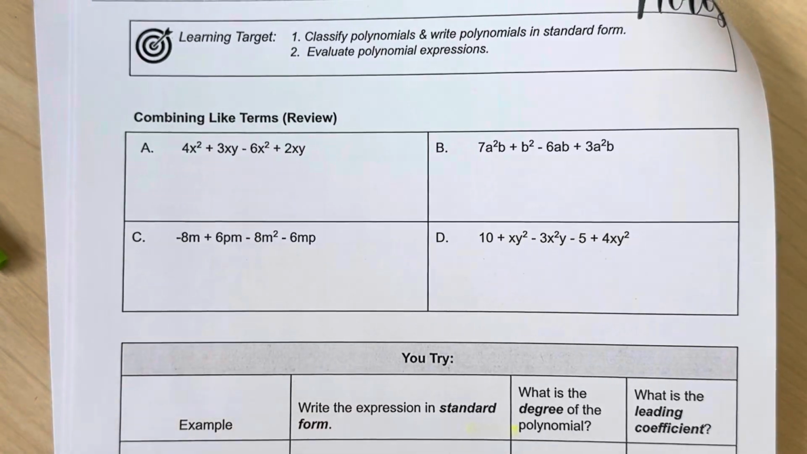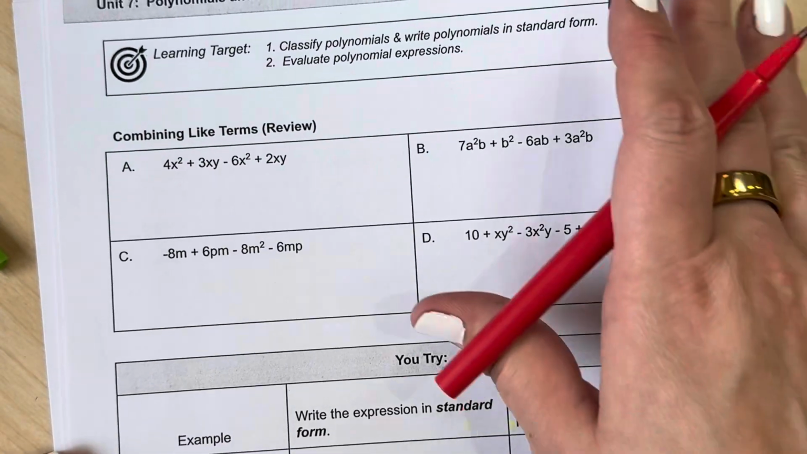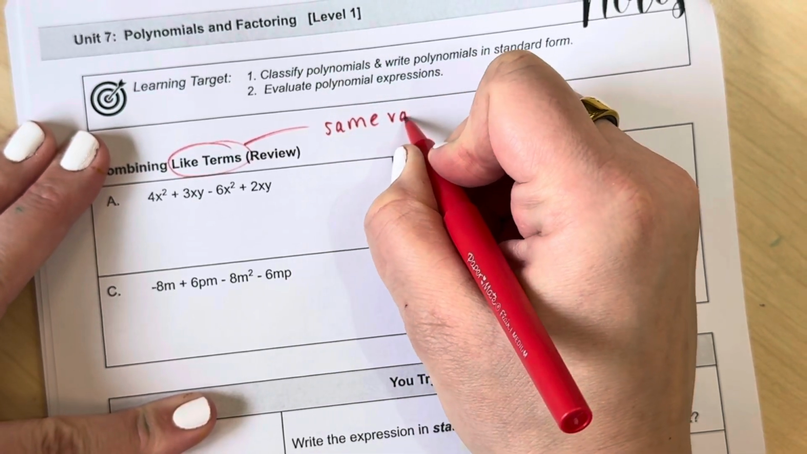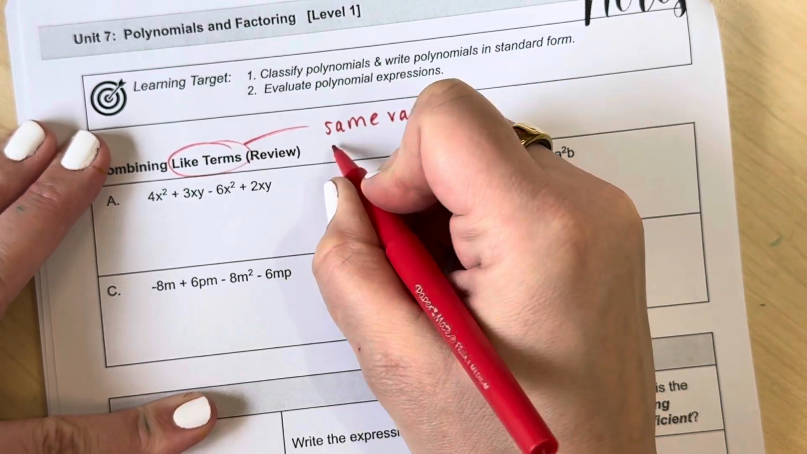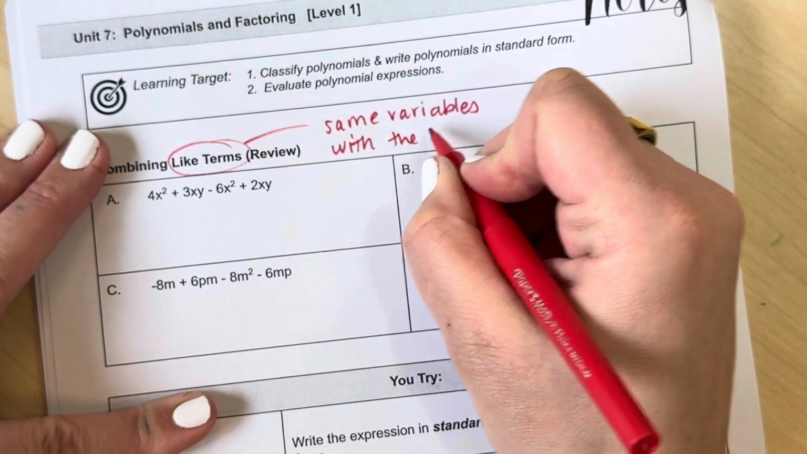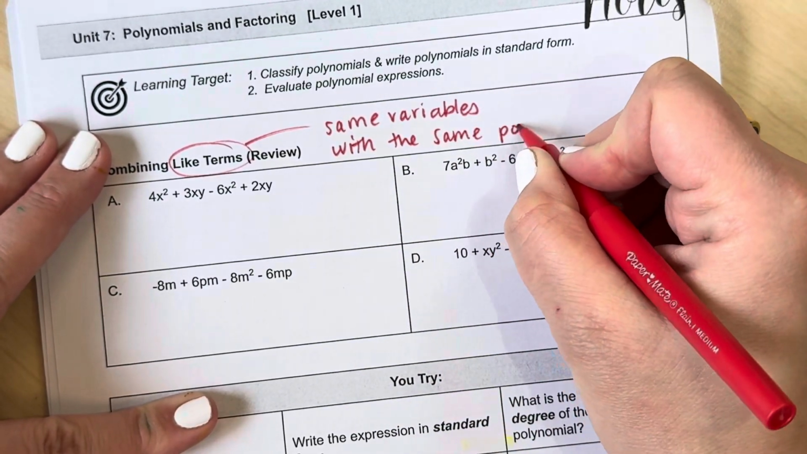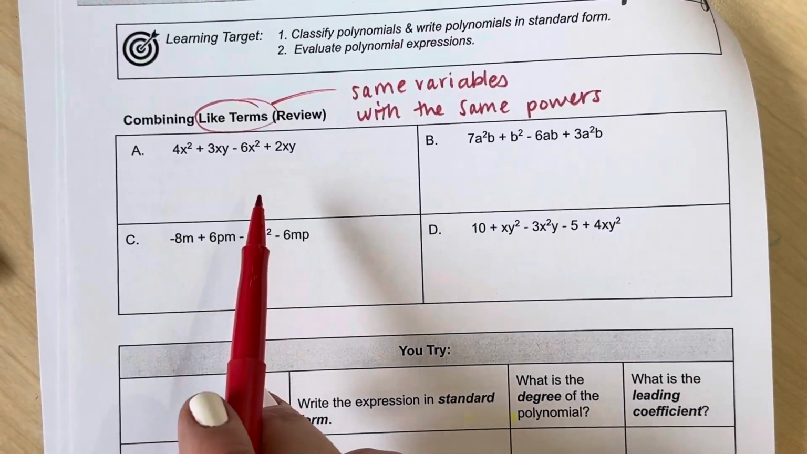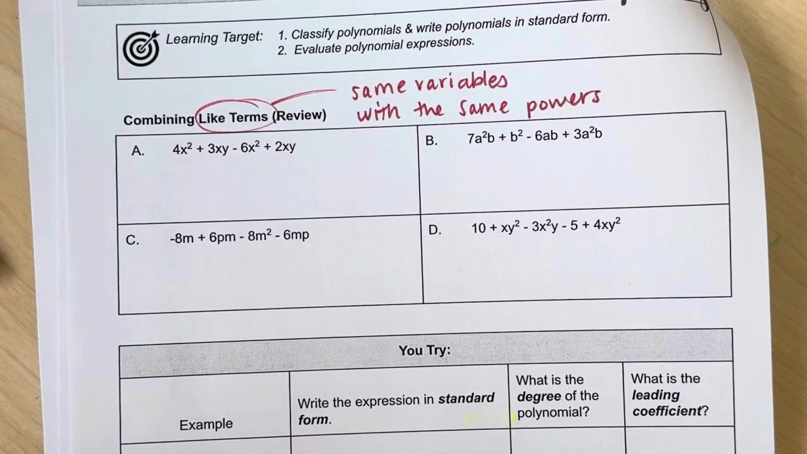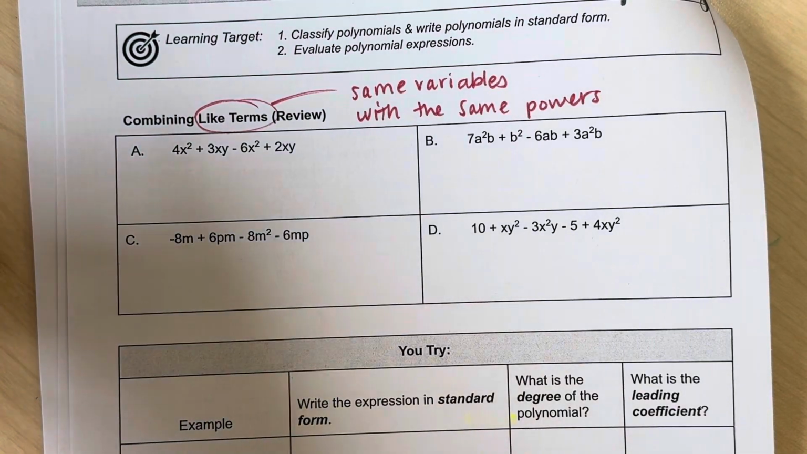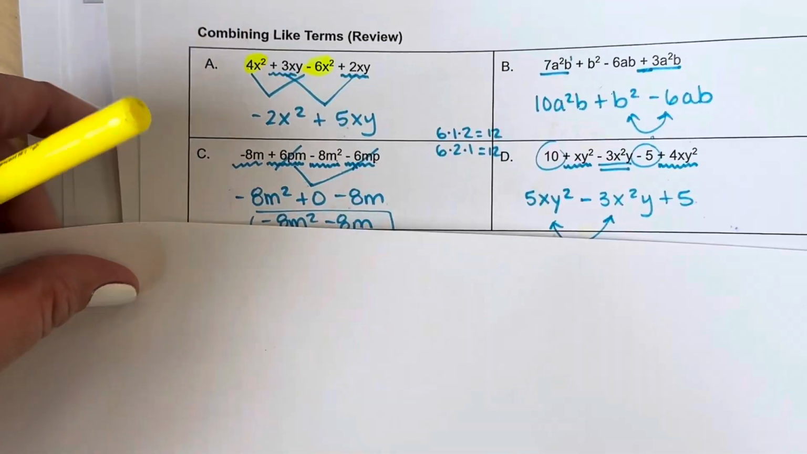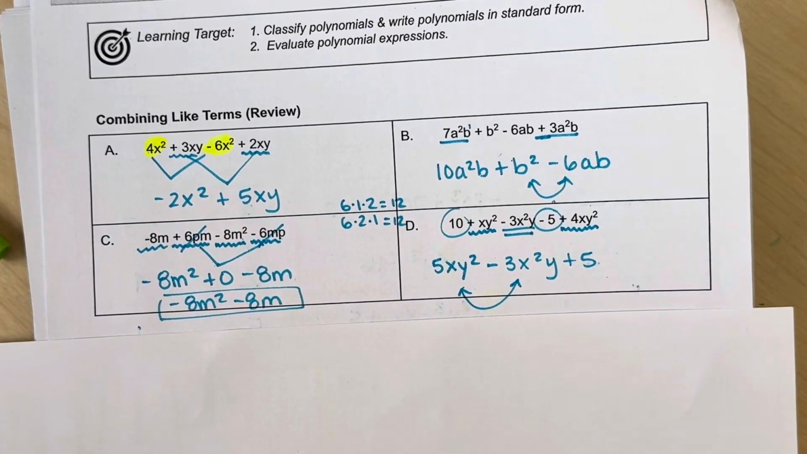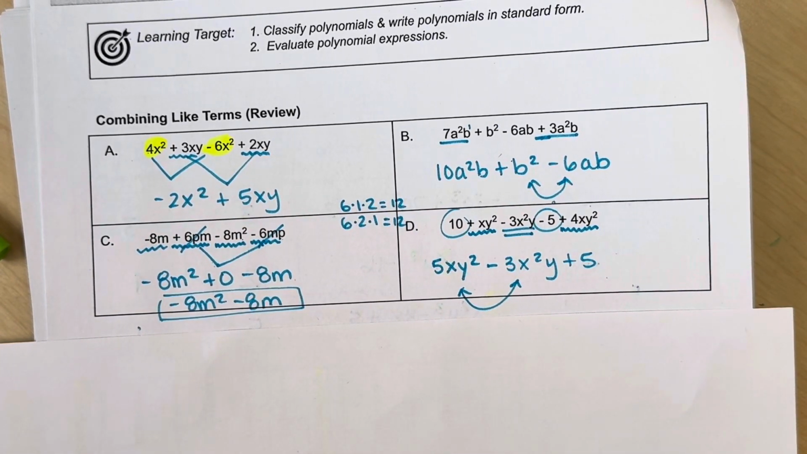This is review. Can you combine like terms? A like term means it's got the same variables with the same powers. So hit pause and see if you can combine these like terms. Here are your answers. Check them carefully. Hit pause to check them.